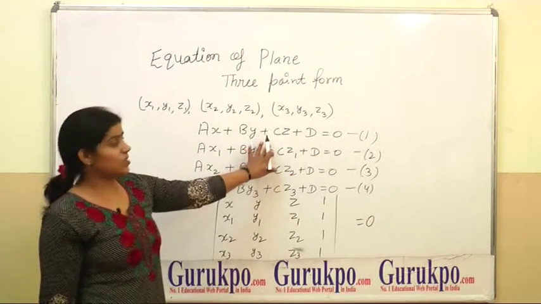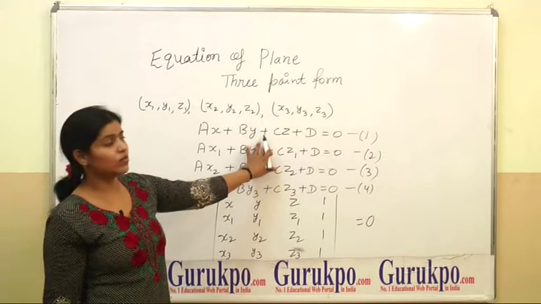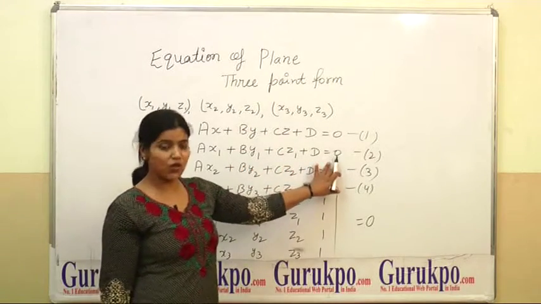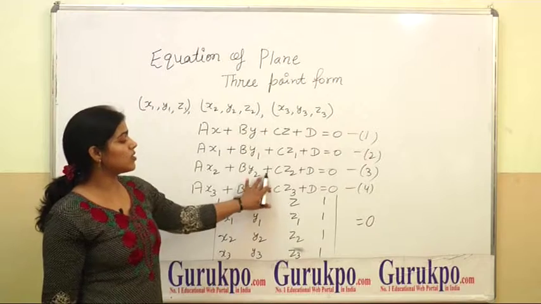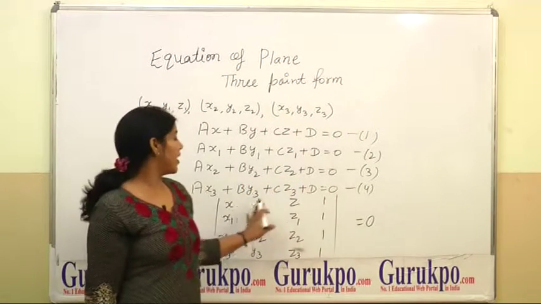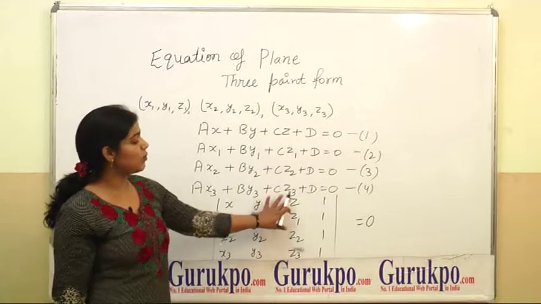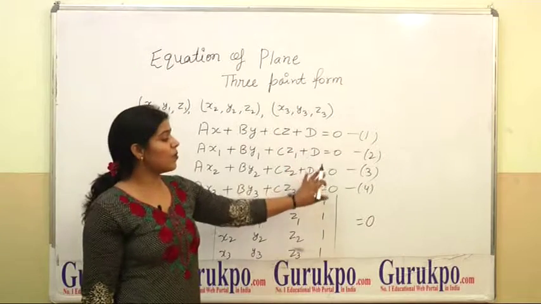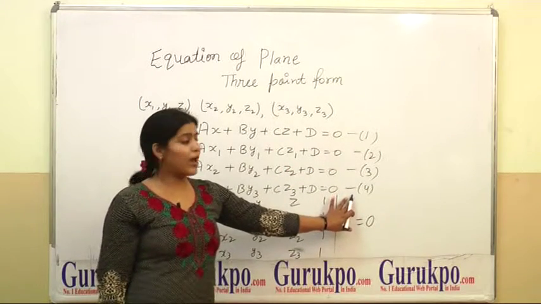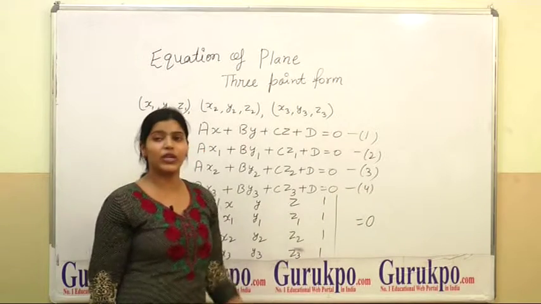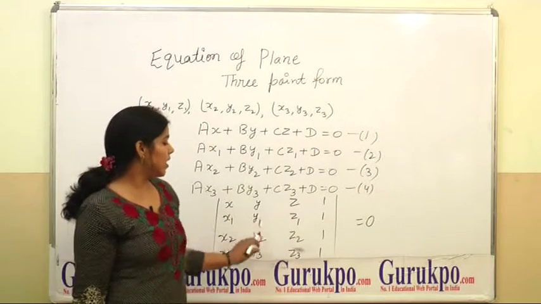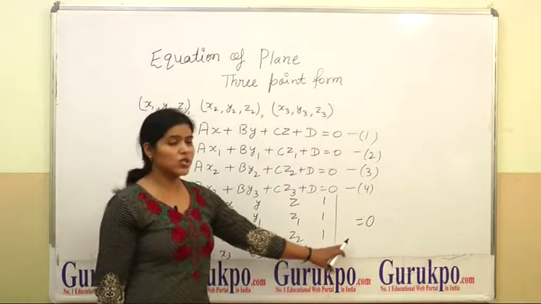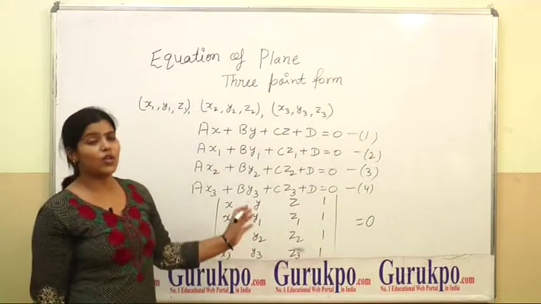The given plane is passing through 3 points, so we can write a x1 plus b y1 plus c z1 plus d equals 0, and a x2 plus b y2 plus c z2 plus d equals 0, and a x3 plus b y3 plus c z3 plus d equals 0. Now, eliminating a, b, c and d from equations 2, 3 and 4 with the help of determinants, we can write the determinant with rows x, y, z, 1; x1, y1, z1, 1; x2, y2, z2, 1; x3, y3, z3, 1 equals 0, which is the required equation of plane.